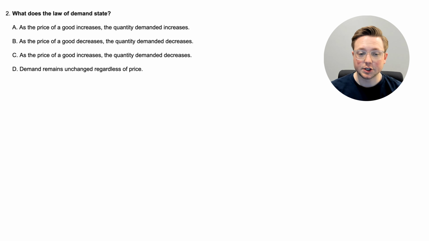All right, here we are at question 2. What does the law of demand state? So let's walk through these options. Option A, as the price of a good increases, the quantity demanded increases. Option B, as the price of a good decreases, the quantity demanded decreases. Option C, as the price of a good increases, the quantity demanded decreases. Or D, demand remains unchanged regardless of price.